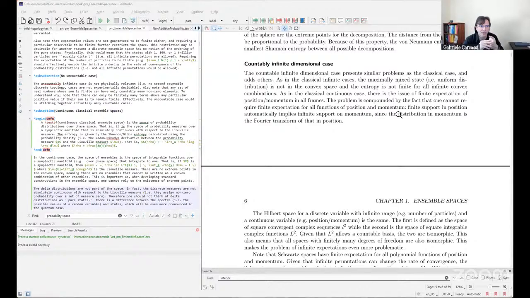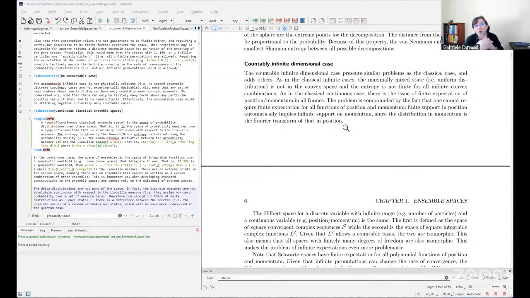You can't do that in quantum mechanics, because finite support in position automatically implies infinite support in momentum, since the distribution in momentum is the Fourier transform of that in position. So you can't have both position and momentum bounded, in the sense that the probability distribution is within a finite region. So this presents a problem.